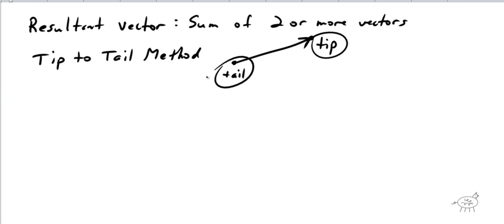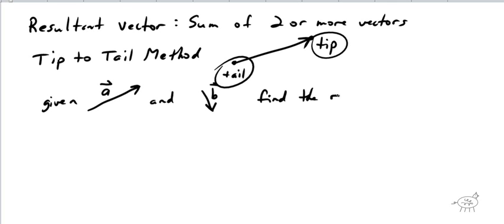All right, so let's talk about how you use that to add vectors. Let's say we're given vector A and vector B. Okay, and I ask you to find the resultant. Basically, you're going to add the vectors. And it's always tip to tail. So the tip of one vector goes on the tail of the other vector.